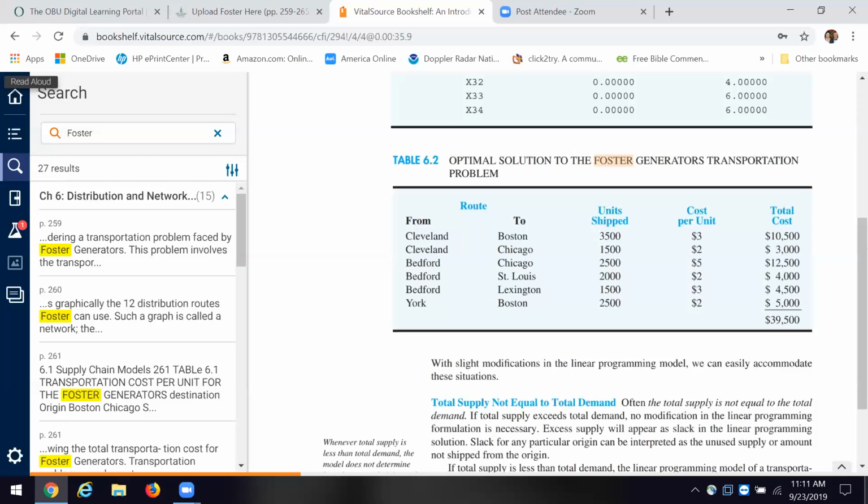Yeah, we got Bedford to Chicago, Bedford to St. Louis, and Bedford to Lexington. So Bedford is a key node for us because it supplies 3 different distribution centers. See it? Okay, so the one that's the largest is Cleveland to Boston. That's an important one. And then you have this set right here.